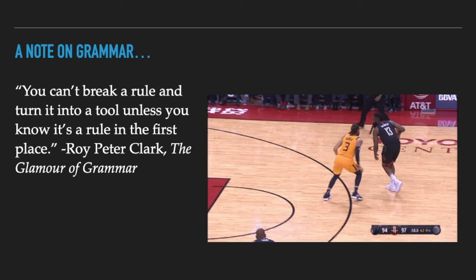But Harden has read through the rule book, and he's mastered the art of bending the rules and pushing the edge of the rules. So it really relates to the quote here by Roy Peter Clark: you can't break a rule and turn it into a tool unless you know it's a rule in the first place. So many people just figured you can only take two steps, and so they didn't even think to implement a move like this into their game. The same applies for our writing style and our writing mechanics. We really do have a lot of flexibility with how we write.